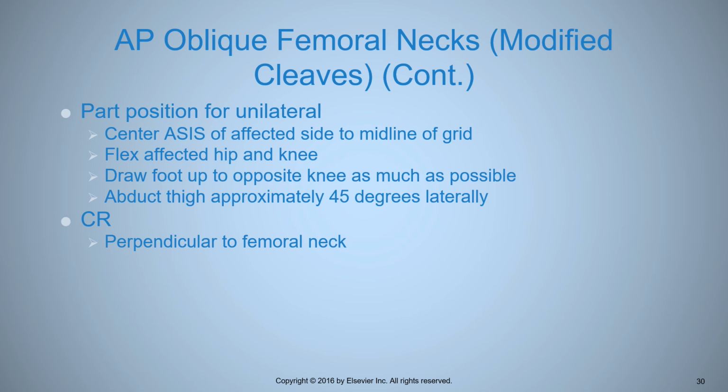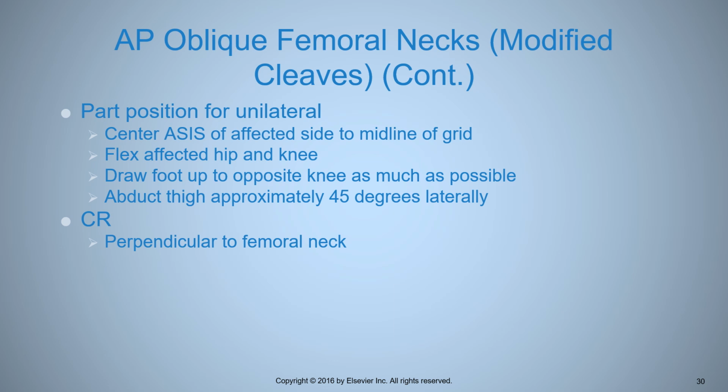For a unilateral, the ASIS to the midline, it says to the grid image receptor. Your ASIS is going to be at the middle of the top of the image receptor. You're going to switch to a 10 by 12 field for a unilateral modified Cleaves. Affected hip and knee, abduct the thigh to a 45-degree angle.